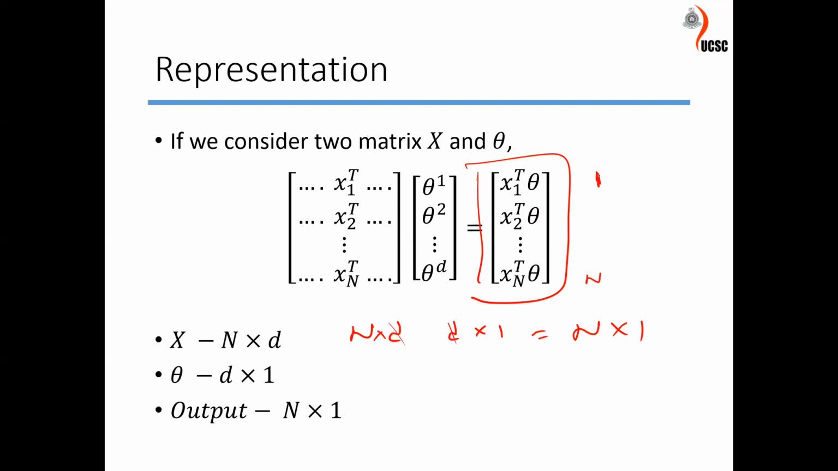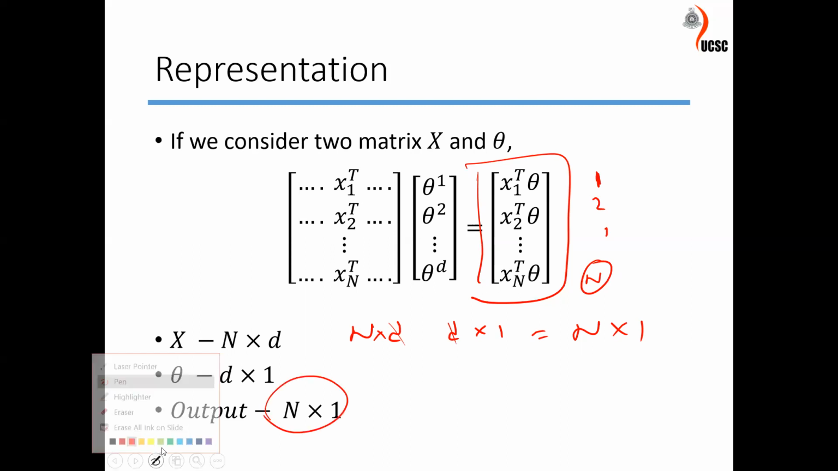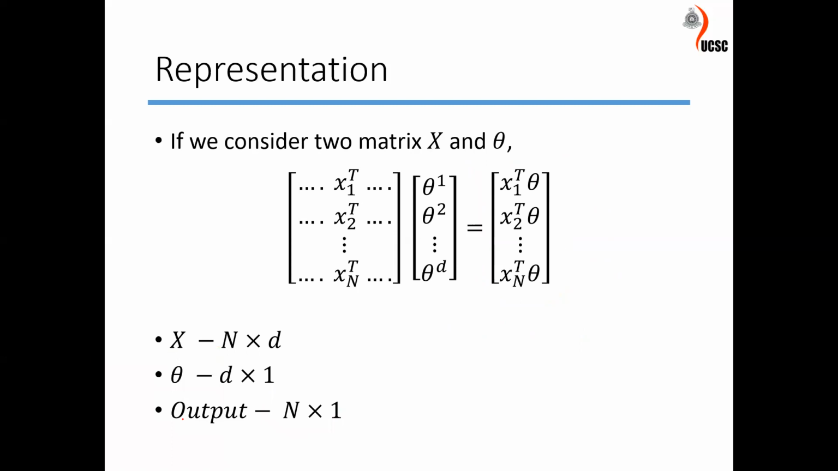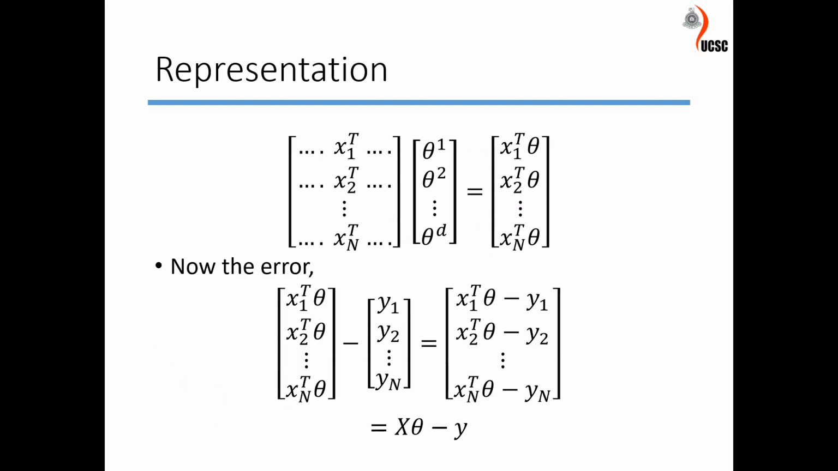It's starting from 1, 2, 3, like that. This is the nth data point. So the output will be n by 1, right? So now we're going to approach this x theta minus y, right? Now we have this x theta here, we get that. Then you need to subtract y, right?